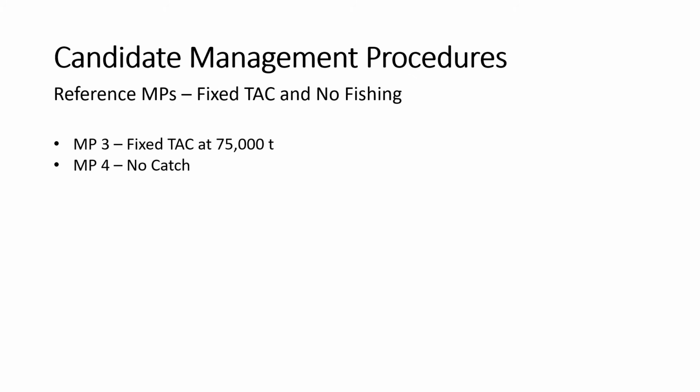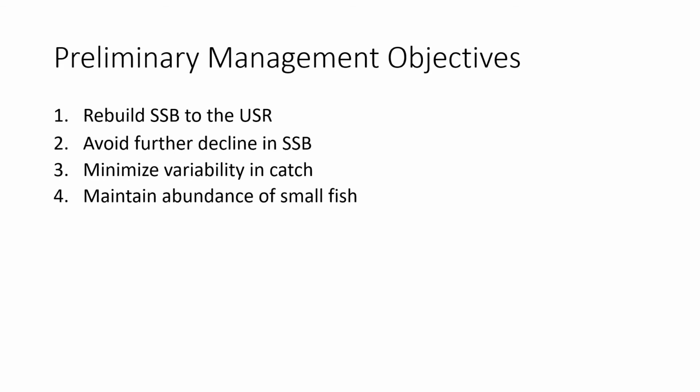Finally, we have two reference MPs. A simple MP with a TAC is fixed at a constant value of 75,000 tonnes, independent of the acoustic index, and an MP where there is no fishing at all. It is useful to include the no fishing MP in the MSE as it allows us to understand how the population is expected to behave in the absence of fishing. This provides useful context for interpreting the performance of the other management procedures.